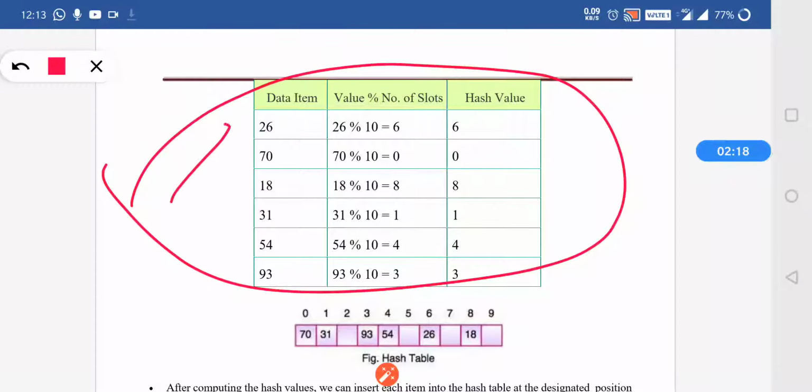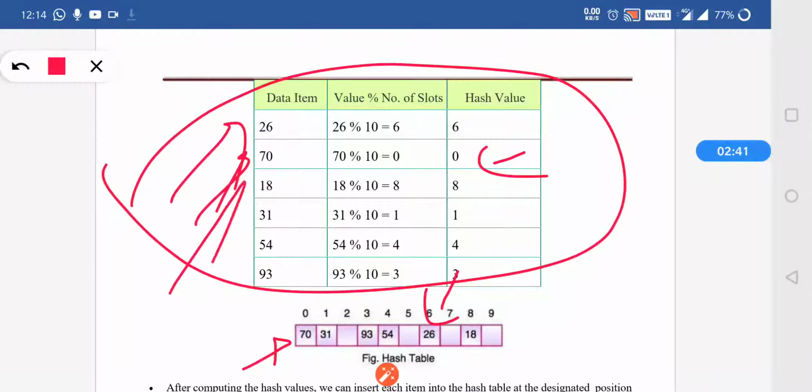So 26. By the division method formula, 26 mod 10 gives us the value 6. So at 6th slot, 26 has been stored. Next element is 70. By the division method formula we get the hash value 0, and at the 0th location 70 is stored. Same way for 18 we get 8, that's why at the 8th position 18 is stored.